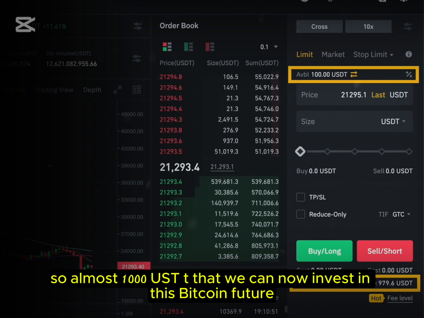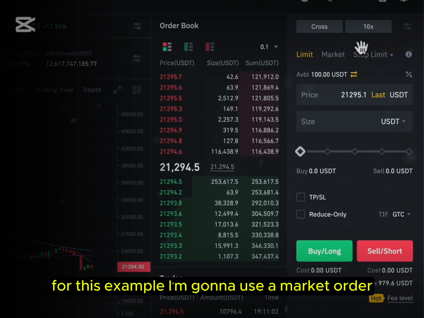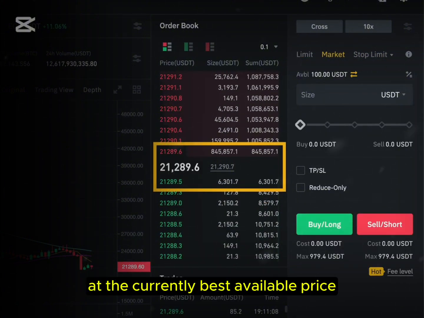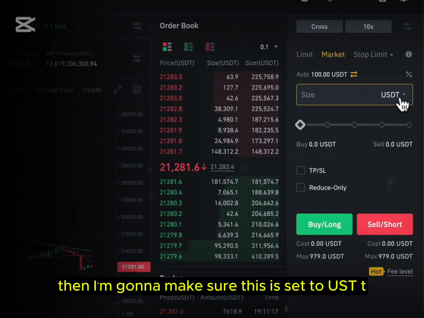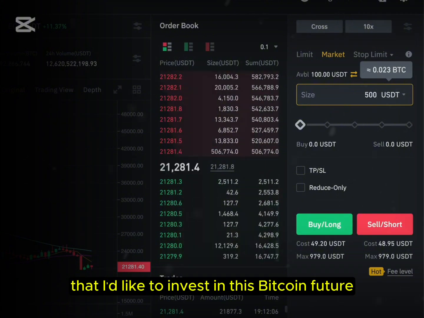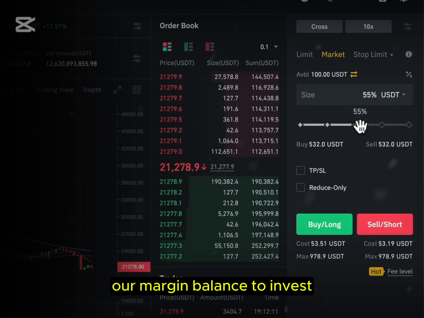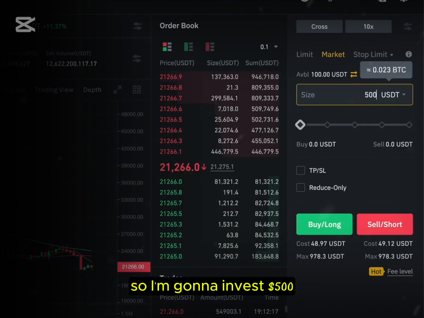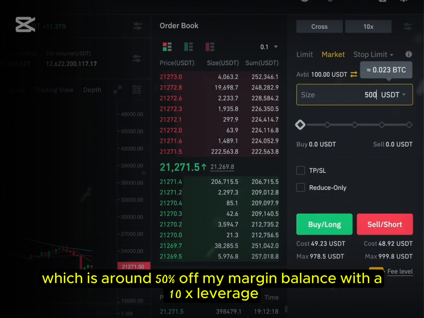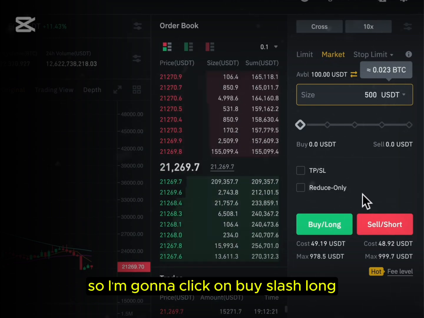So then we're going to choose our order type. For this example, I'm going to use a market order, which means that our order will be fulfilled immediately at the currently best available price. Then I'm going to make sure this is set to USDT so I can enter the exact dollar amount that I'd like to invest in this Bitcoin future. Or we can also just use the slider here to select a percentage of our margin balance to invest. So I'm going to invest $500, which is around 50% of my margin balance with the 10x leverage. And then let's say I believe the Bitcoin price will increase, so I'm going to click on buy/long.